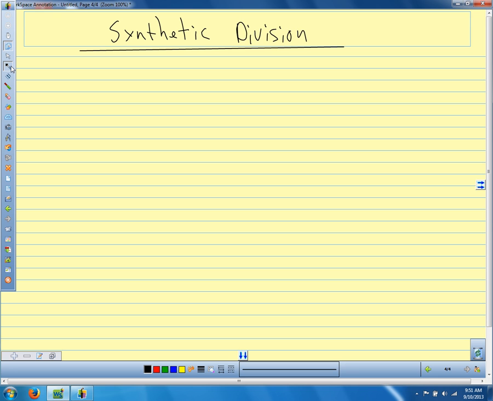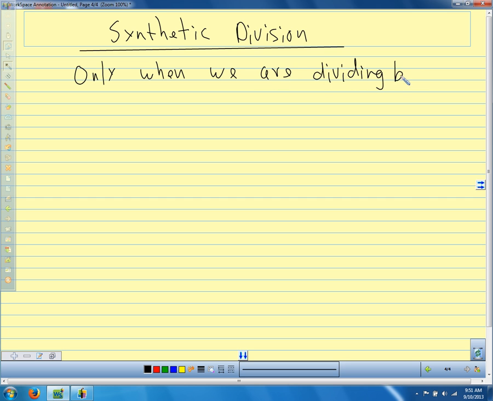We'll do an example. But synthetic division only works when we are dividing by something in the form x minus c. So only when we're dividing by something in this form. We can't use synthetic division in any other case. So in the last example we did, we could not use synthetic division because we had that 4x plus 5.